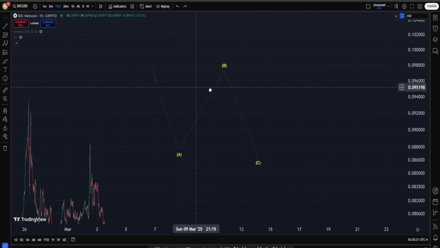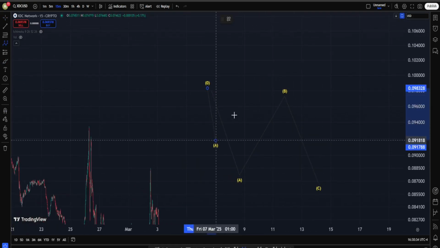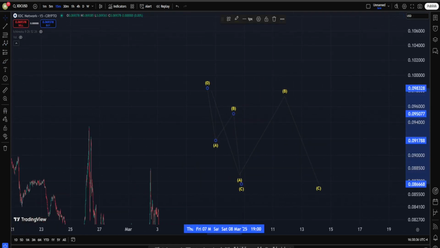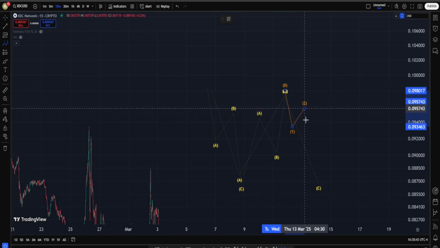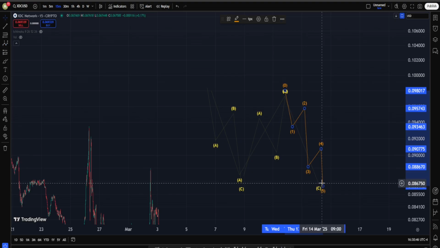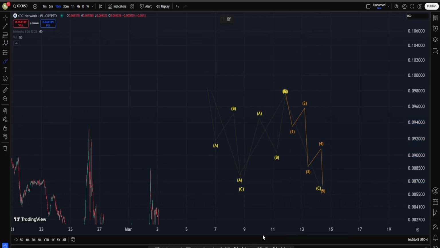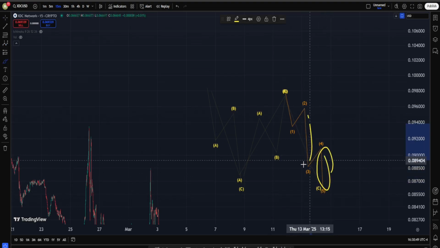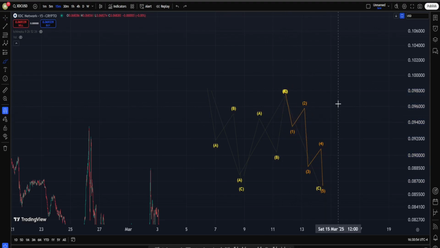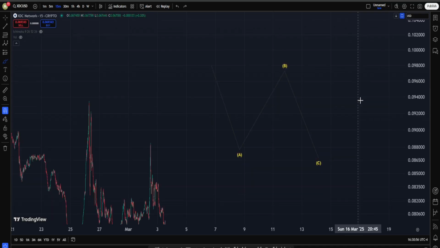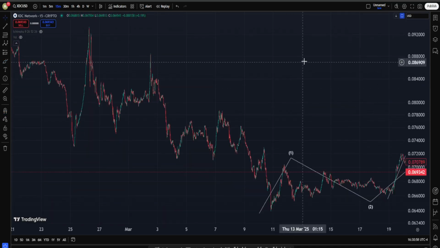Now, for the subwaves, we must have ABC down into A, ABC into B, and then from here, a 1, 2, 3, 4, 5 wave down into C, and also inside of this wave 5, 3, and 1, we need to have 5 waves down for the subwaves. Understood? Okay, now let's go on the live charts and see what is happening.